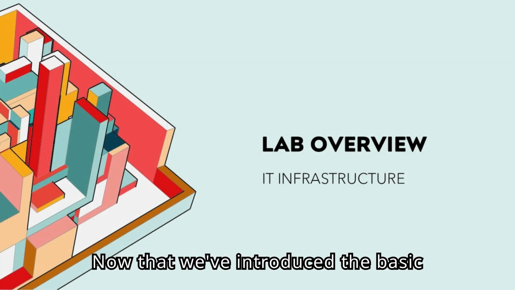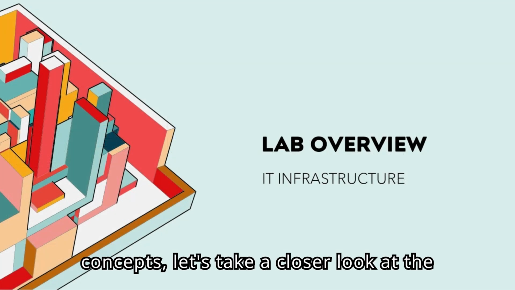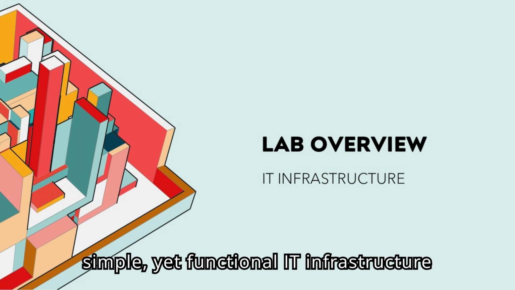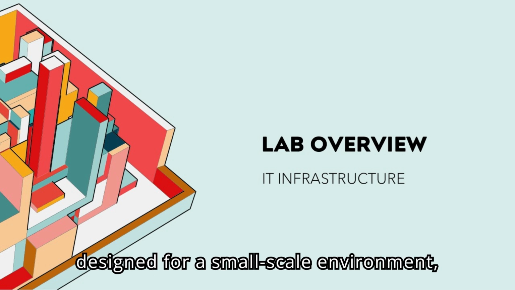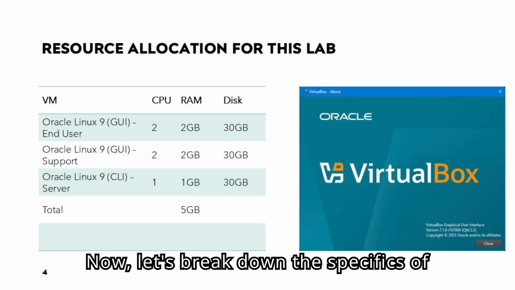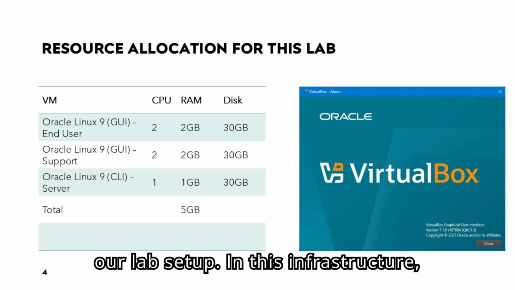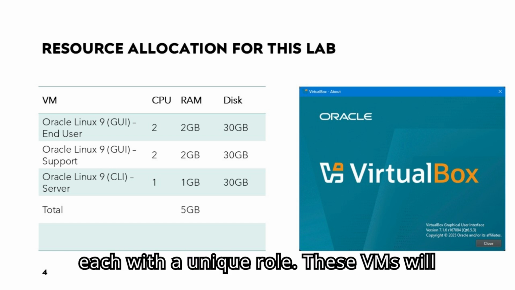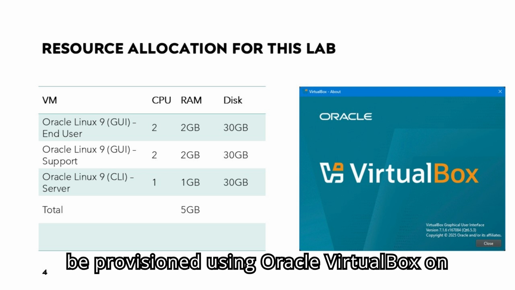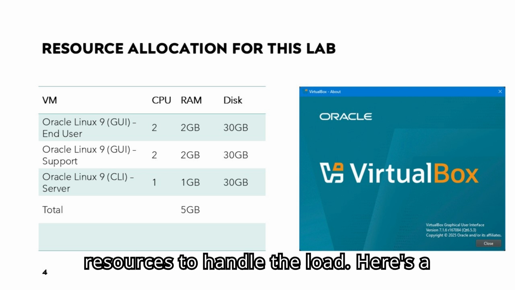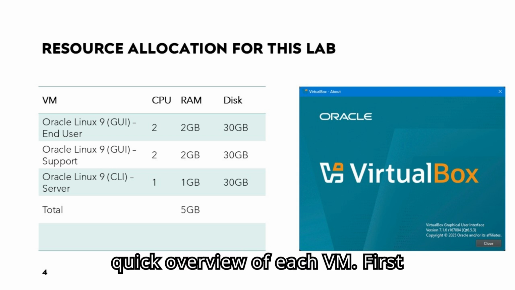Now that we've introduced the basic concepts, let's take a closer look at the lab setup itself. This is a simple, yet functional IT infrastructure designed for a small-scale environment, like a startup or a small business. Now, let's break down the specifics of our lab setup. In this infrastructure, we'll be using 3 virtual machines, each with a unique role. These VMs will be provisioned using Oracle VirtualBox on a physical computer that has enough resources to handle the load. Here's a quick overview of each VM.